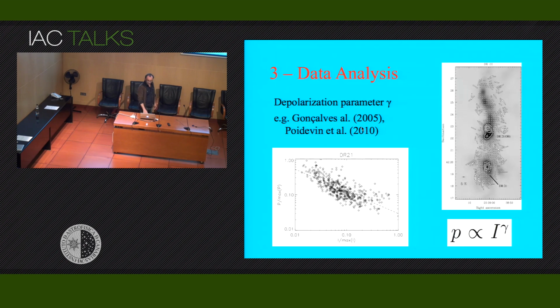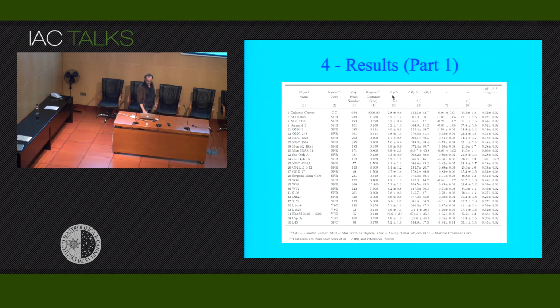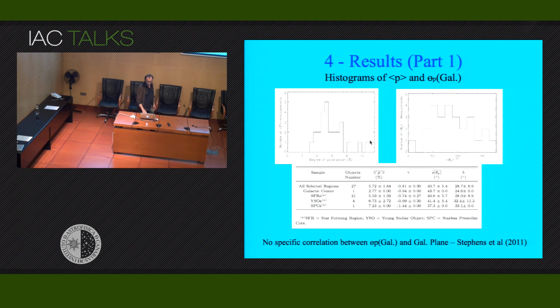But this can be useful for characterizing polarization maps. So we calculated all these parameters: the mean degree of polarization, the turbulent dispersion, and the depolarization parameters for all the regions, star-forming clouds, star-forming regions and molecular clouds mainly. And we see that the mean distribution is between 3 to 10 degrees. So this gives us information about the dust grain alignment efficiency.